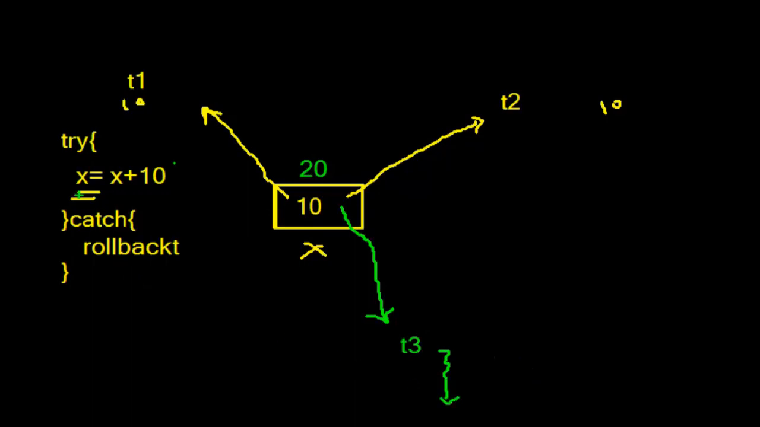But unfortunately, at this line, there is an exception. And when there is an exception, what happens? There is going to be a rollback. So what is the rollback? Rollback will pull out whatever changes it has made and keep this value as 10. Now what happened to T3? T3 assumes that it is 20 and it is still continuing. So this is the problem with threads.